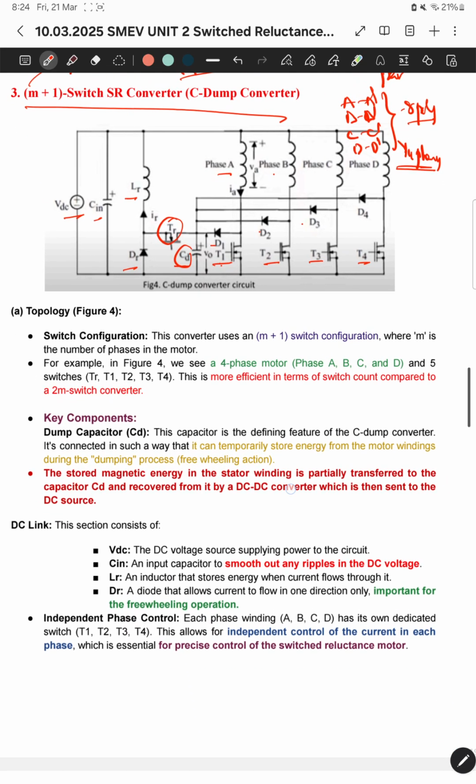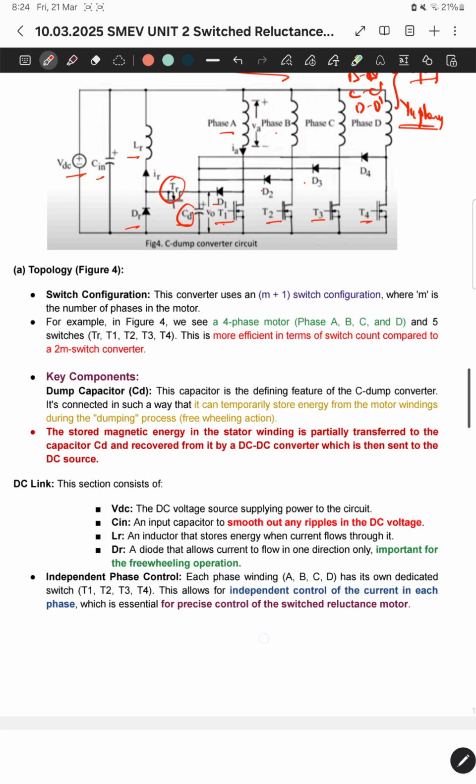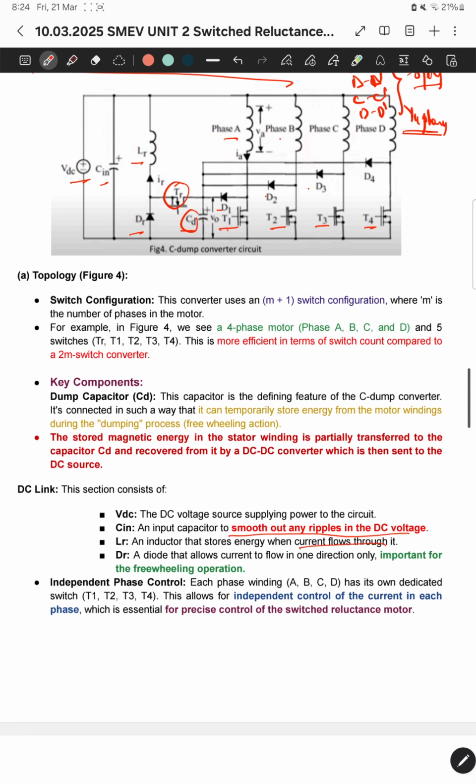Coming to the switch configuration, this is what we discussed, and TR is used separately for all the operation. In addition, we are also using some other components. The capacitor is used to smooth the ripples of the DC voltage. The inductor LR is to store the energy when the current flows through it. And DR is used for the freewheeling operation.